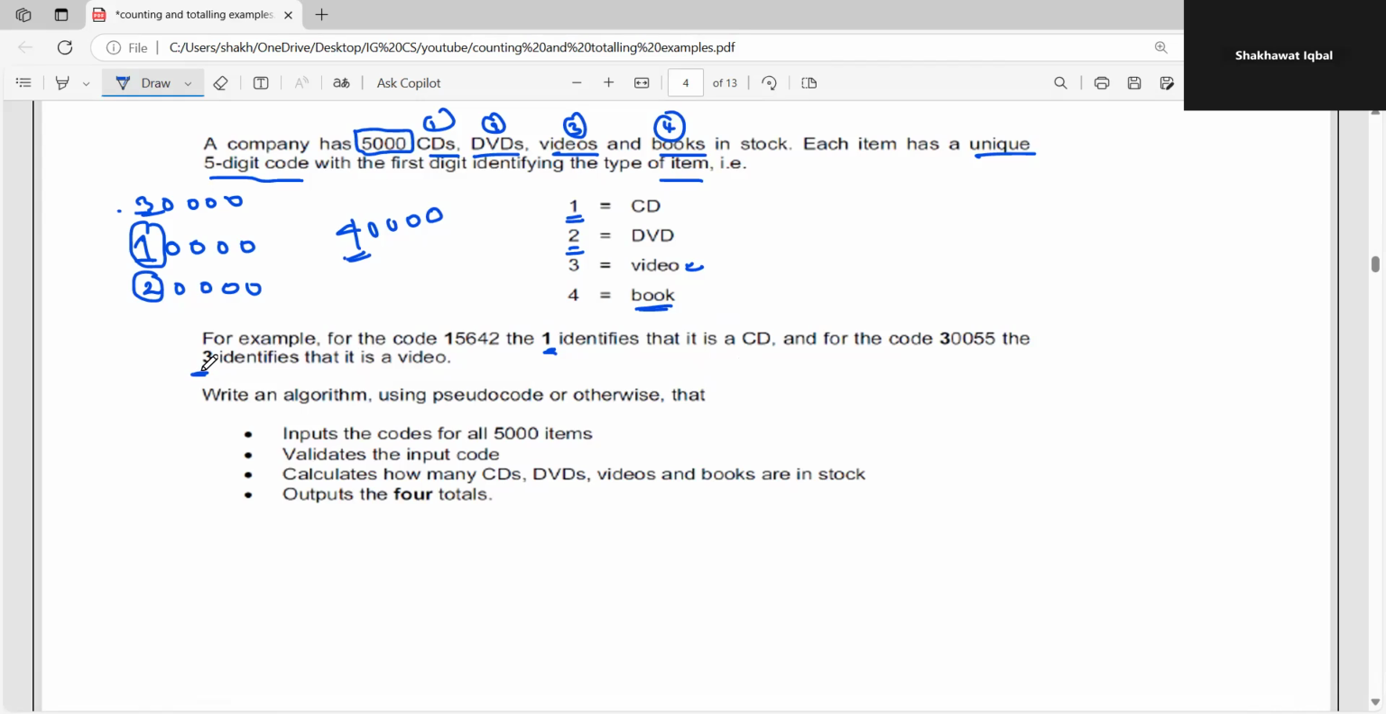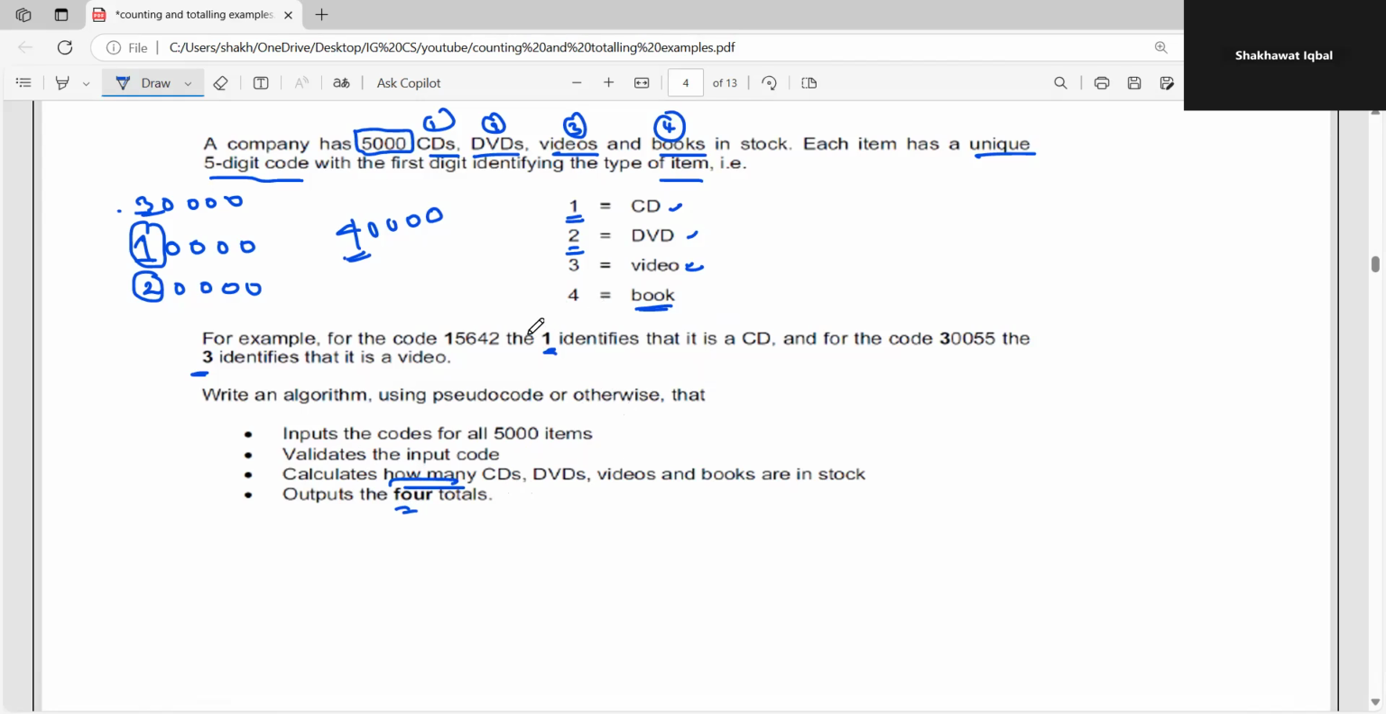So write an algorithm using pseudocode or otherwise that inputs the codes for 5,000 items. So that means we have to use a for loop. We have to input the code, then validate the input code. Of course, we have to validate whether it is CD or DVD or video or book. Calculate how many CDs, DVDs, videos, and books are in stock. So we have to count how many are CD, how many are DVD, and output the 4 totals. Right?